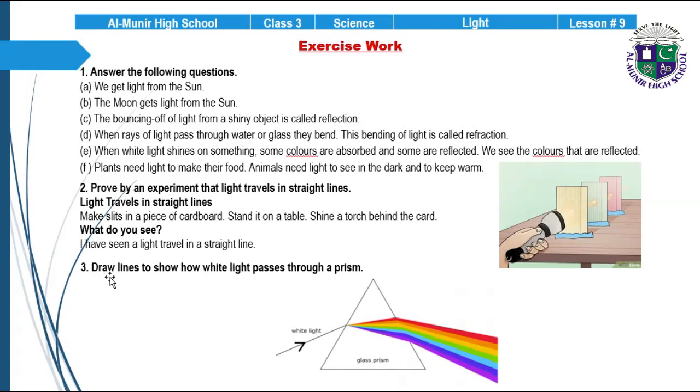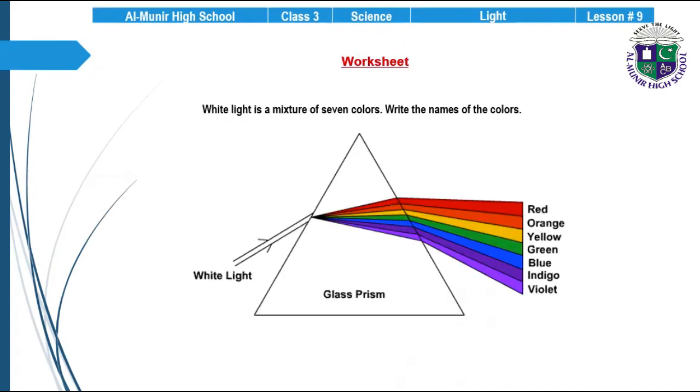Question number 3. Draw lines to show how white light passes through a prism. So here we have a triangular prism. White light enters the prism and splits into 7 colors. Here we have the worksheet. White light is a mixture of 7 colors. Write the names of the colors: red, orange, yellow, green, blue, indigo, violet.